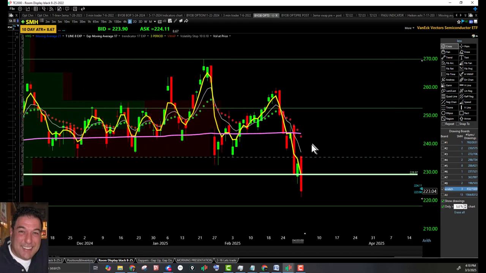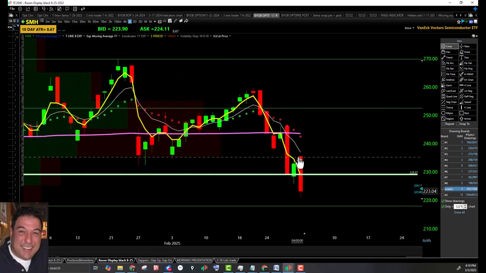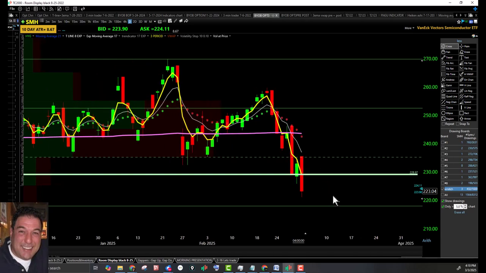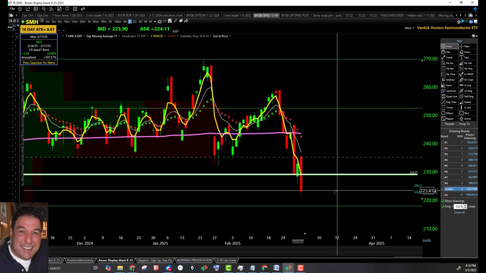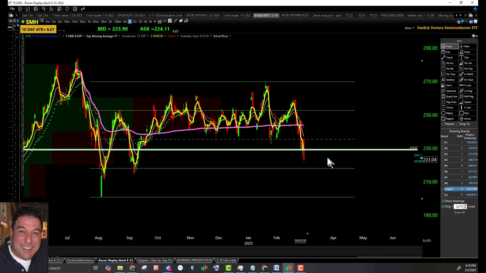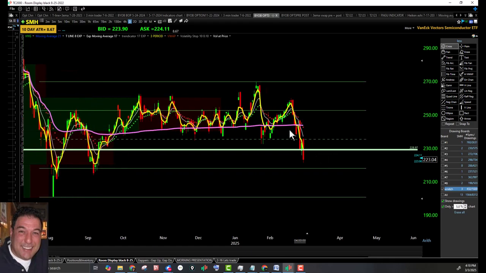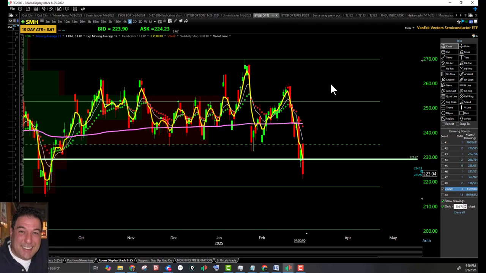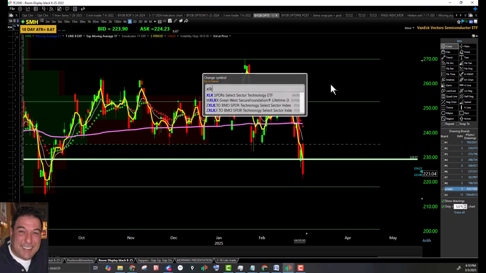SMH got an outside day, higher high, lower low, bearish engulfing, closing underneath the bearish trap, underneath the 17. SMH is bearish now, closing in the lower third, underneath the all-time high anchored VWAP, underneath the midpoint, underneath the trap, underneath the 17. Nothing good happening in SMH.